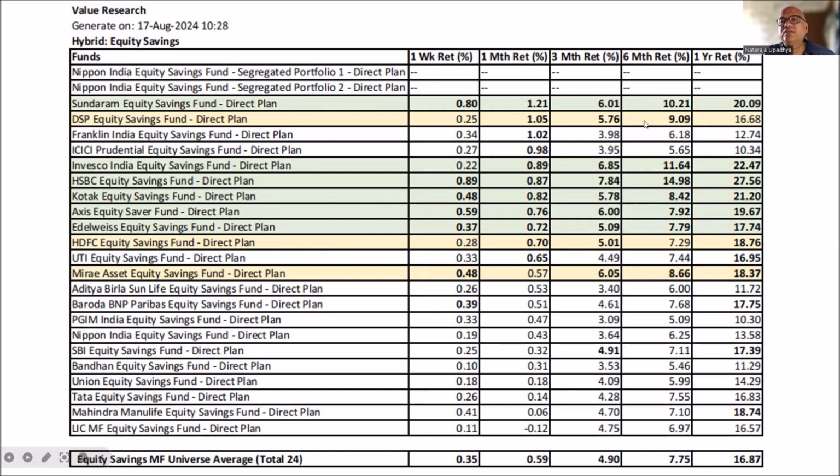DSP Equity Savings Fund 16.08. It's a 16.68, which is subdued annual return. HDFC Equity Savings Fund 18.76, but subdued last 6 months return. Mirae Asset Equity Savings Fund 18.37 with subdued monthly return. So that is the equity savings returns for you.